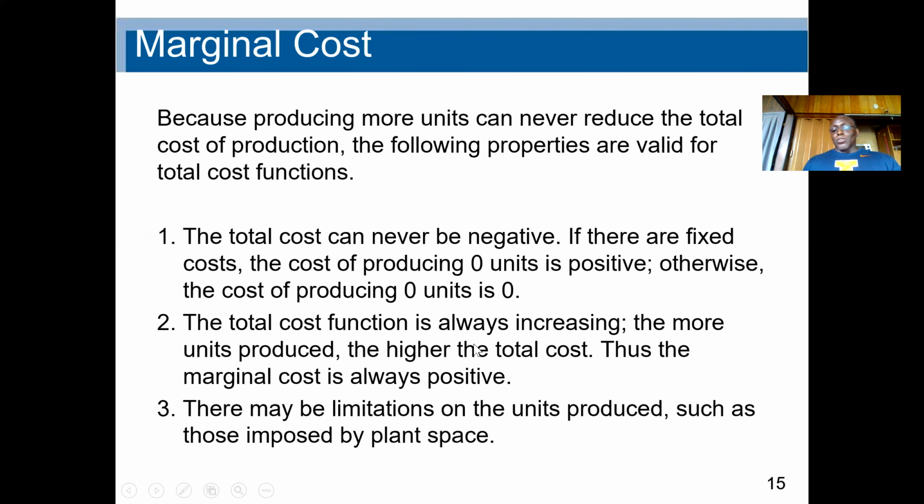Now the total cost function is always increasing because the more units produced, the higher the total cost, because we're going to use more materials. And there may be limitations on the units produced, such as those imposed by the plant space. And this again depends on the company's production capacity.